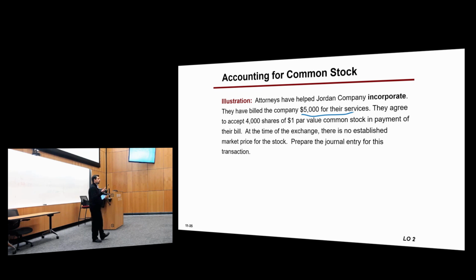So now we have to decide. This is a problem. The bill is for $5,000. If you want to look at the stocks, it's $4,000. Which one should be recognized as expense? The 5,000 or the 4,000? In this specific example, at the time of exchange, there is no established market price for the stock. So the stock is not being traded yet. Which one can you say is more accurate?